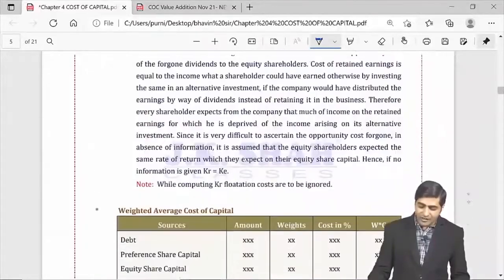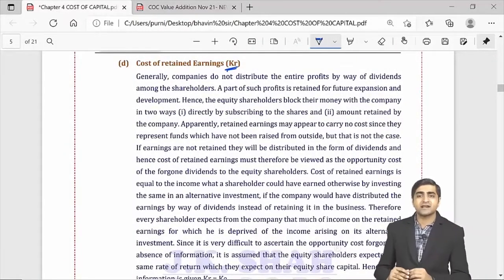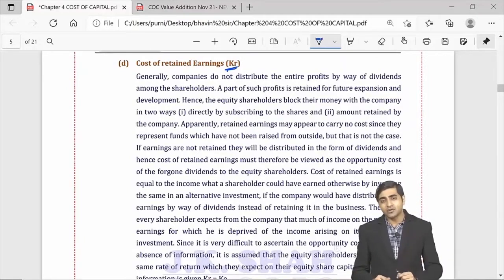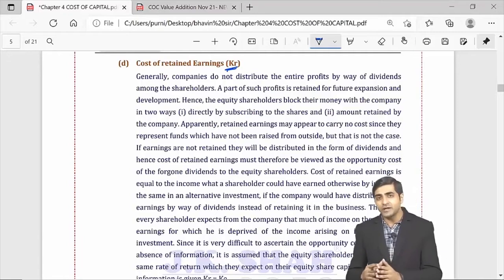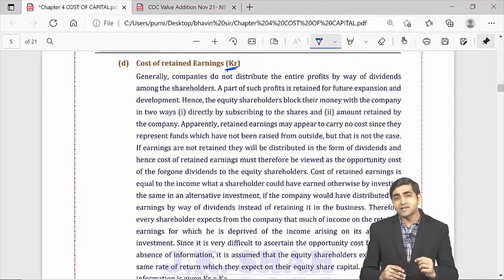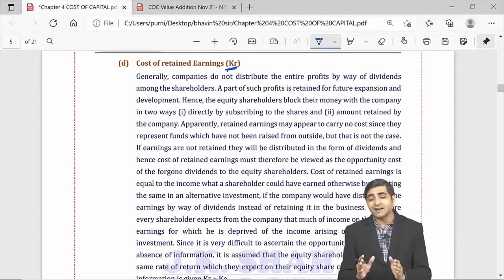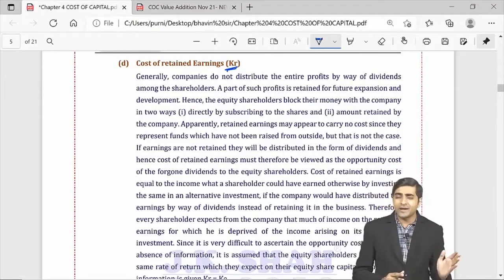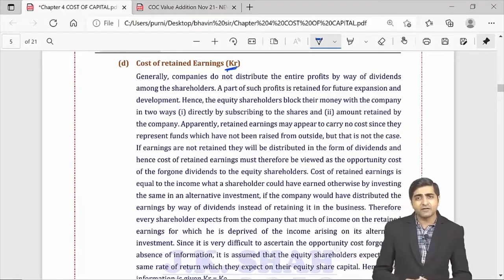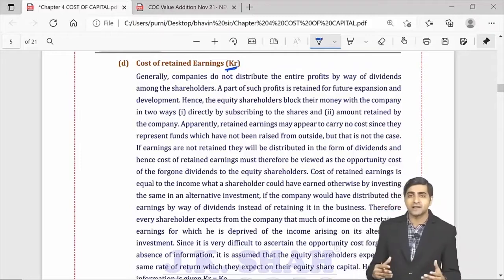Now my dear students, while talking about your cost of retained earnings, one basic thing you have to understand is your KR, your cost of retained earnings, will always be equal to your cost of equity, because your reserves and surplus belong to equity shareholders. So whatever are the expectations of equity shareholders pertaining to equity share capital, the expectations of equity shareholders pertaining to your reserves and surplus are also going to be the same.